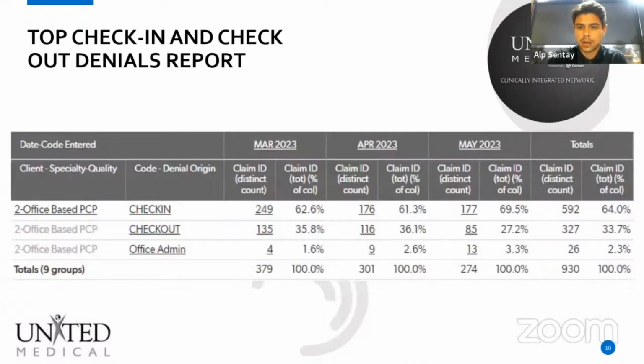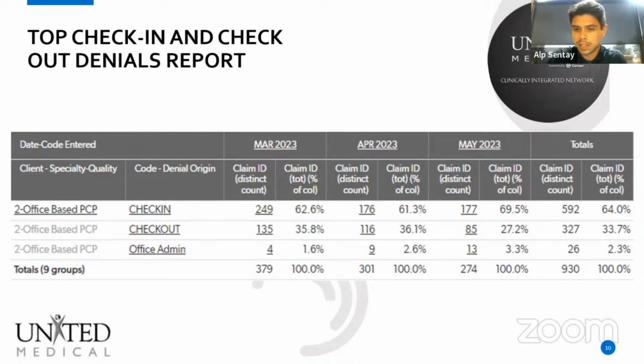And then this is also another report that we provide to our clients every end of month report and during our meetings. So this is showing the top check-in and check-out denials reports for the last 3 months. This is again for a real client. So these are real numbers. We're not disclosing the client, but we can see the denial origin for check-in or check-out or office admin related denials with the D codes that we use.